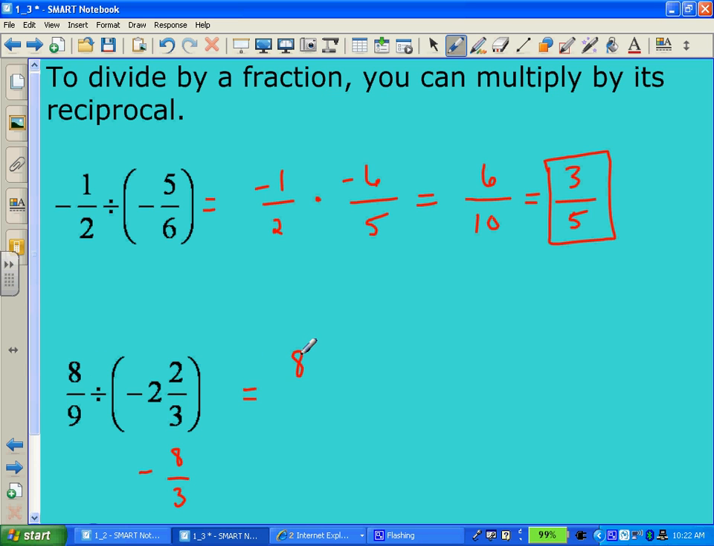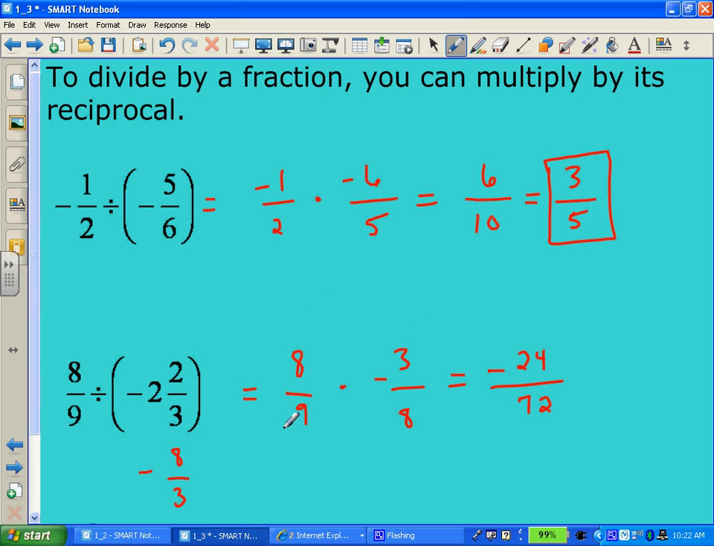So let's rewrite it now as a multiplication problem. 8/9 times, and now I've got to flip this one over, so it's 3/8. So I have 8/9 times -3/8. Now these have different signs, so I know right away my answer is going to be negative. 8 times 3 is 24. 9 times 8 is 72.